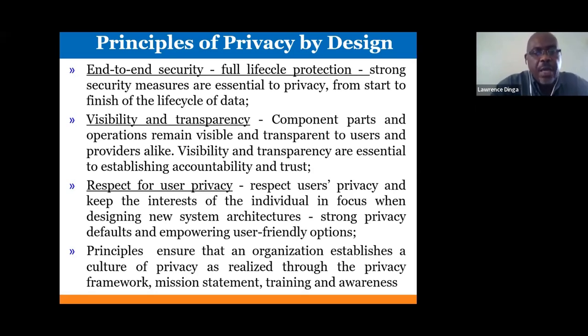The other principle is visibility and transparency, which means that the component parts and operations remain visible and transparent to users and providers alike. There's nothing which is hidden. There's nothing which is in smoke. Visibility and transparency are essential to establishing accountability and trust. Remember, when we are talking about principles of privacy, we talked about visibility. We talked about transparency. And things like that.